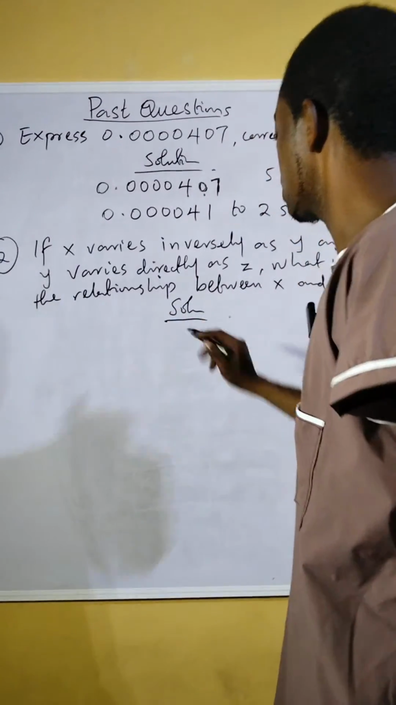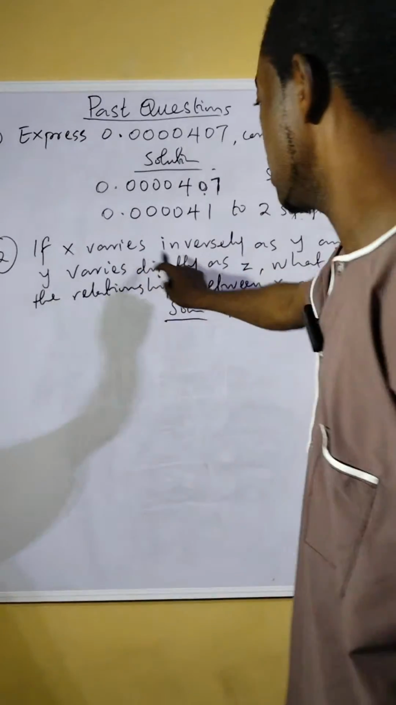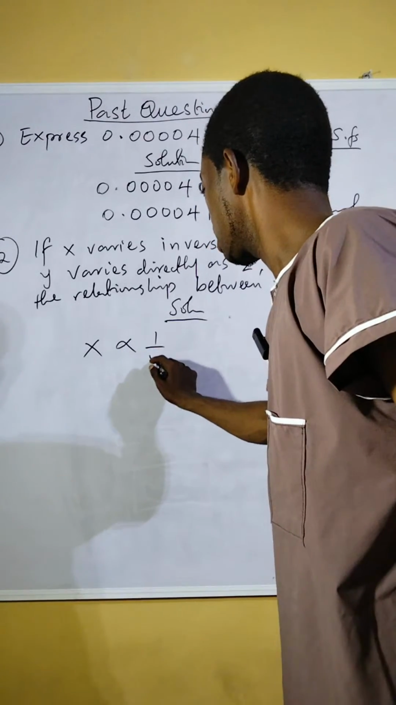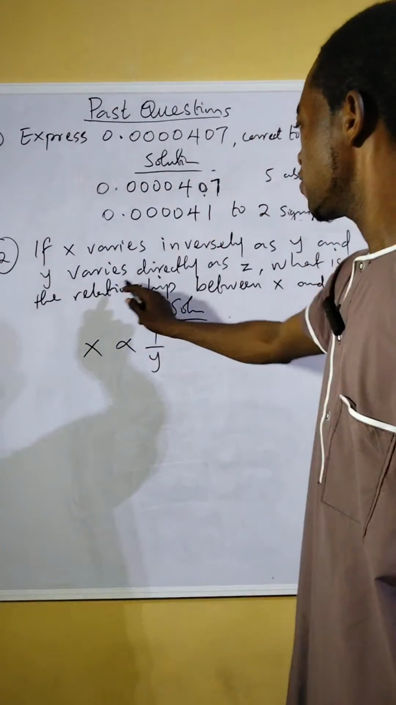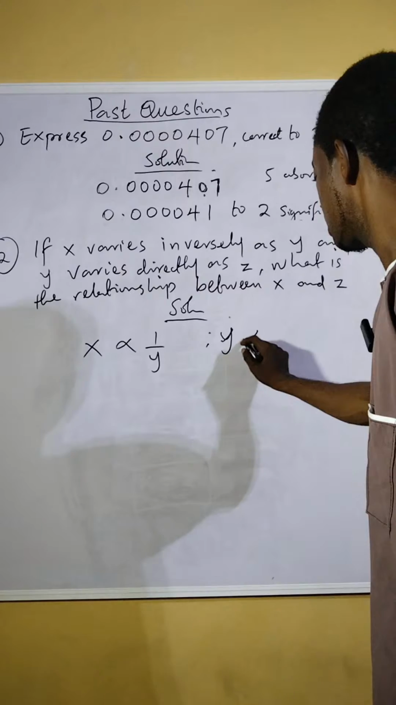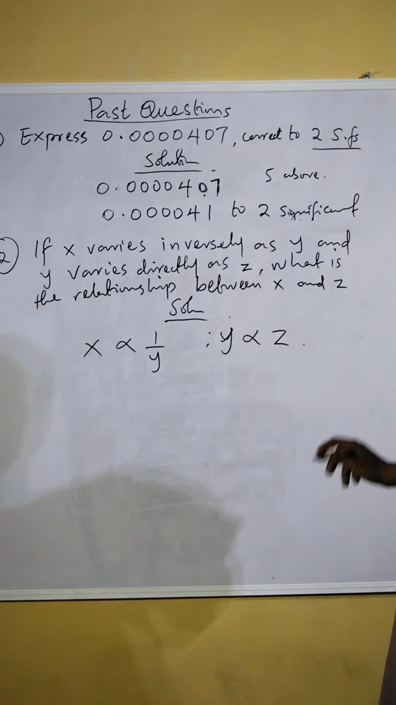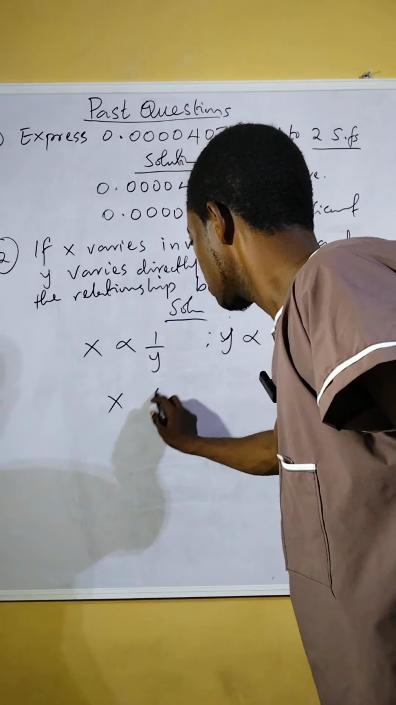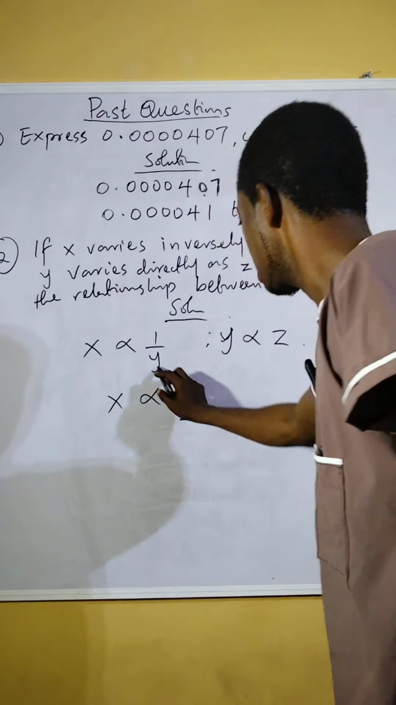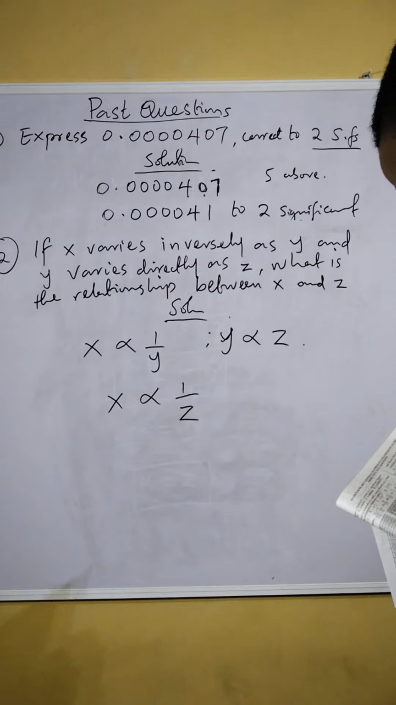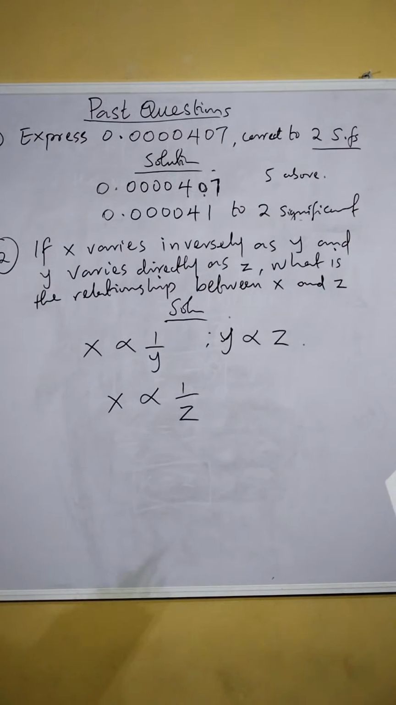Then when we interpret this question very well, the first one says x varies inversely as y. So it means x varies as 1 over y. And the second statement says y varies directly as z. Now, what is the relationship between x and z? Of course, the relationship between x and z will be x varies inversely as z, because here y varies directly as z. So that is what we have there.